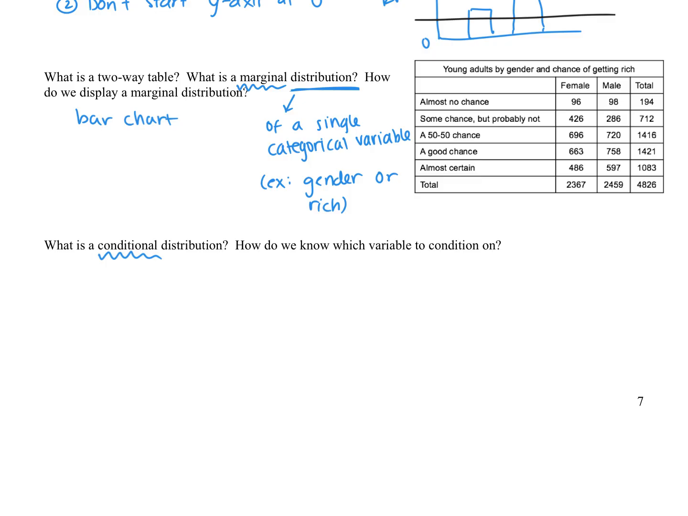Now, if we want to look at both together, like what is the difference between the females who said their chances of getting rich and the males who said their chances of getting rich? That is called a conditional distribution. A conditional distribution is the distribution of a categorical variable for one category of a different categorical variable.